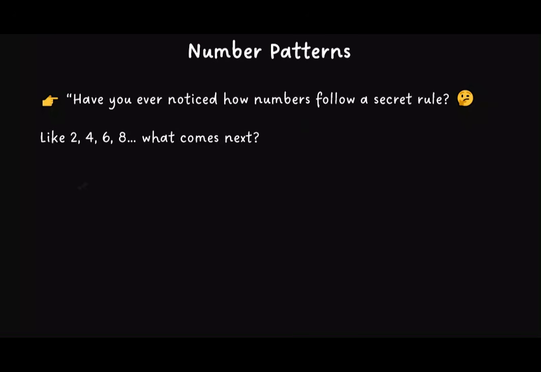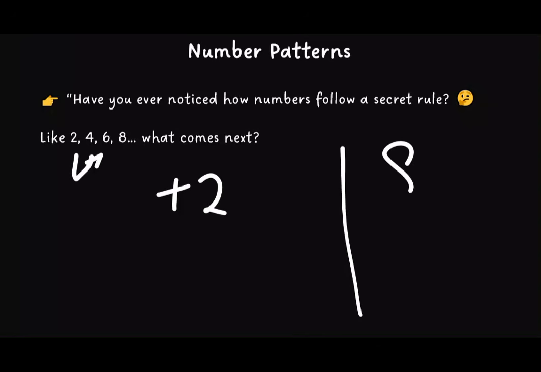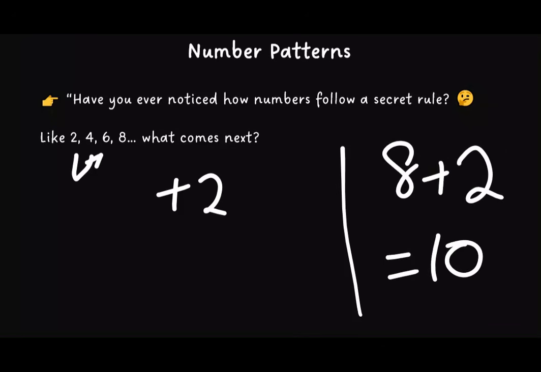These numbers are even numbers and they are following a rule. You can see that when we move from 2 to 4, the rule we are following is plus 2. So every time we are adding 2 to get the next number. When we add 8 plus 2, we get the next number, which is 10. So in this pattern, the next number is 10.